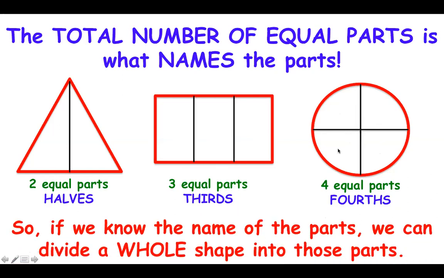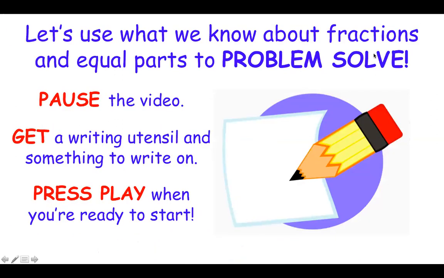So if we know the name of the parts, we can divide a whole shape into those parts. So let's use everything we've learned about fractions and equal parts to problem solve. So right now, I want you to go and grab a writing utensil and something to write on. It could be a piece of paper and a pencil. It could be a Ziploc communicator and an expo marker, or it could be a little mini chalkboard with some chalk. Whatever you'd like, press pause now, go get those things, and then press play when you're ready to get started.